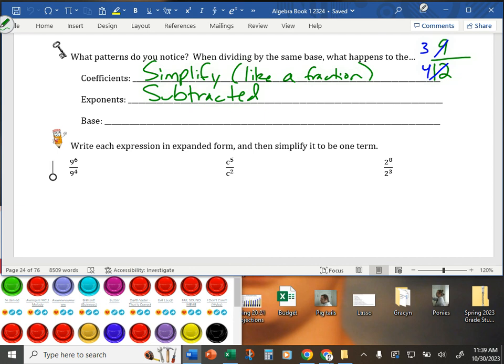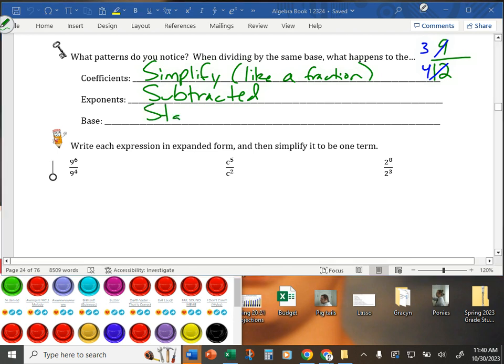The exponents are subtracted. And the base, we had 9 to the 6th over 9 to the 4th. We got 9 squared. C to the 5th over c squared. We got c cubed. 2 to the 8th over 2 cubed. We had 2 to the 5th. What happens to the bases? What? I heard someone say it. Stay the same. Okay, stays the same.